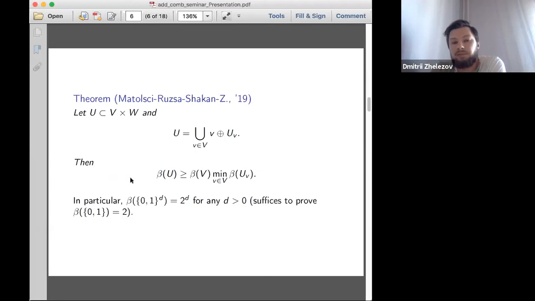This is a fairly simple theorem to prove, but this is something that is already absent in the context of alpha. So it is not clear if something similar holds for alpha, probably not. And even this observation allows one to prove that beta of a hypercube is as large as it can get.